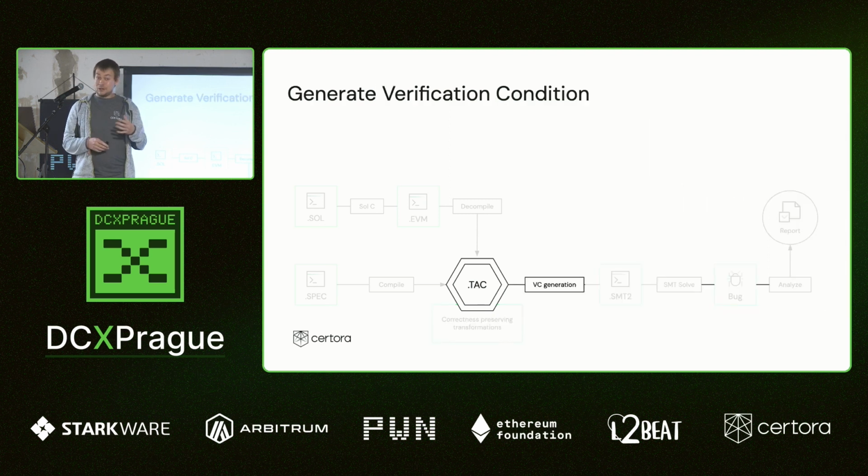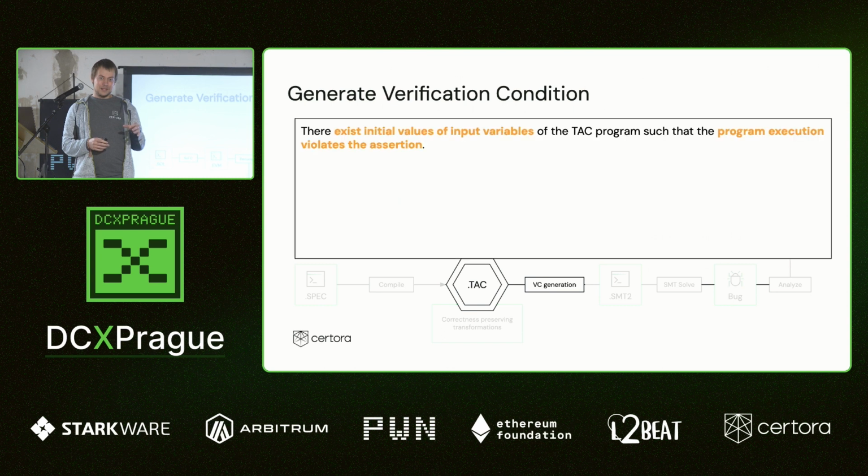And then we are almost done. So we take this program and we encode it to a logical formula. Intuitively, the formula says that there exist initial values of variables of the program, such that after the execution, an assertion is violated. This is our logical formula.